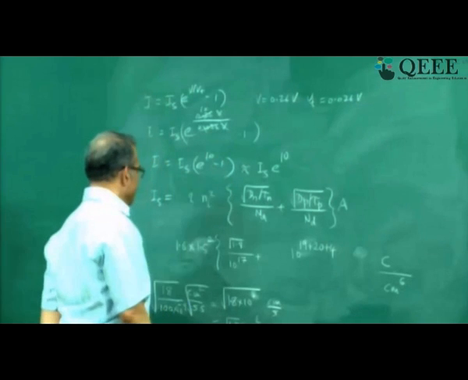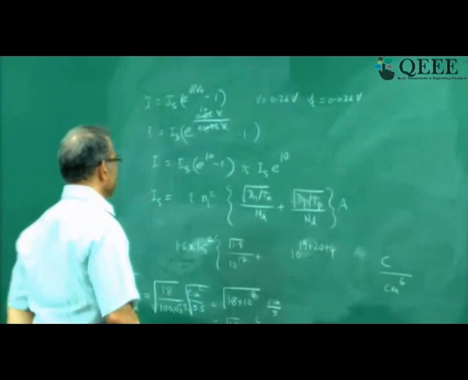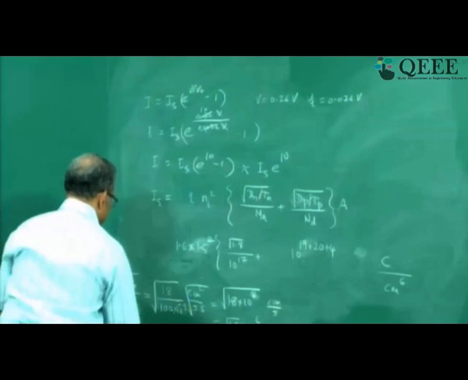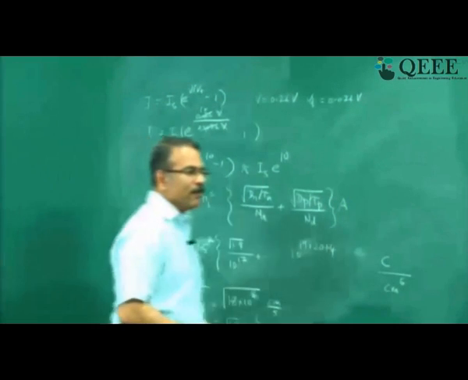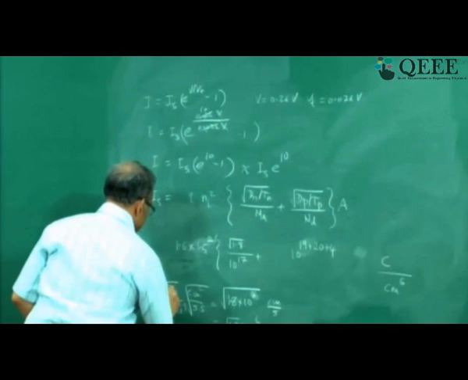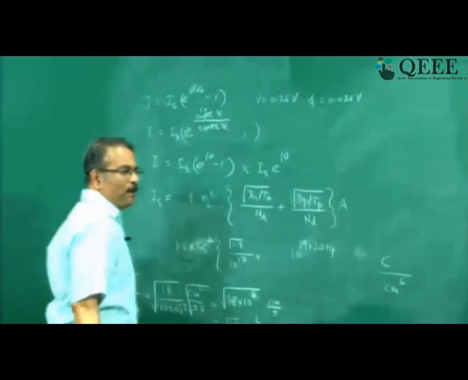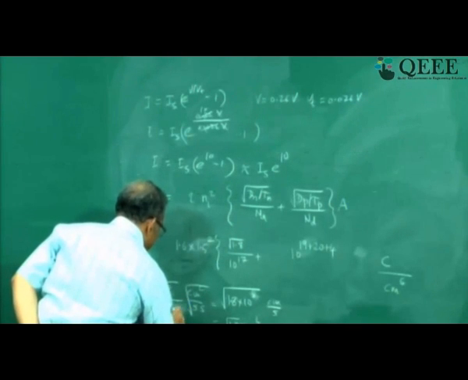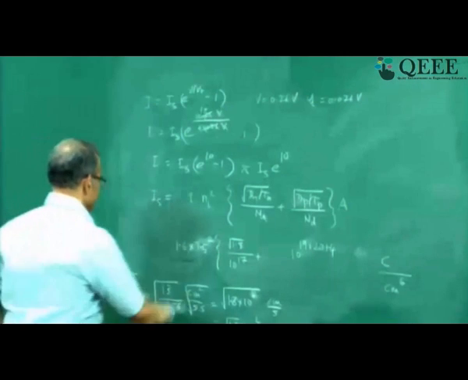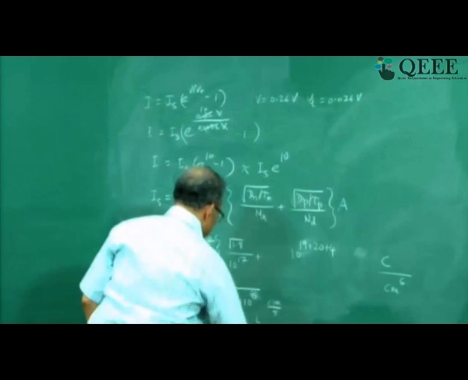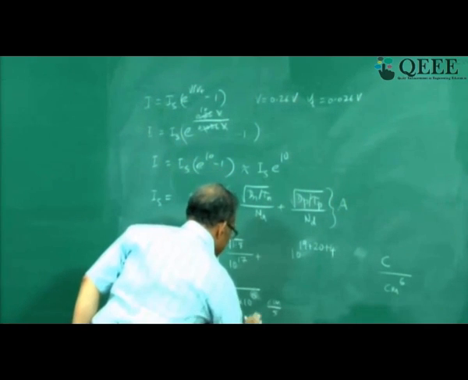similarly I need to calculate Dp by tau p. So let us make a calculation for Dp by tau p. This is Dp, this is tau p. Now Dp is given as 13, so 18 is replaced by 13. Tau p is given here, it is 1 microsecond, so 1 into 10 power minus 6 seconds. So this part remains the same. So this is 13 into 10 power 6, and if I take the square root, it will be square root 13 into 10 power 3.